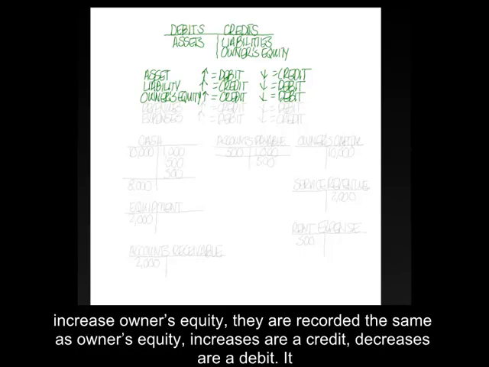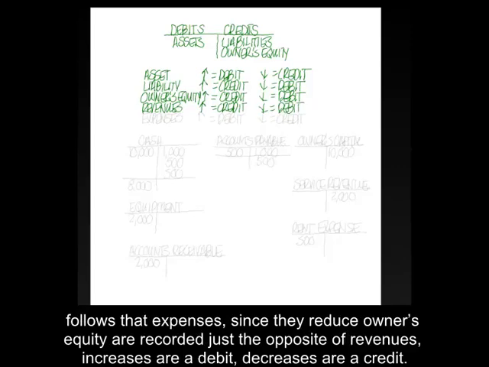Since revenues increase owner's equity, they are recorded the same as owner's equity. Increases are a credit, decreases are a debit. It follows that expenses, since they reduce owner's equity, are recorded just the opposite of revenues. Increases are a debit, decreases are a credit.